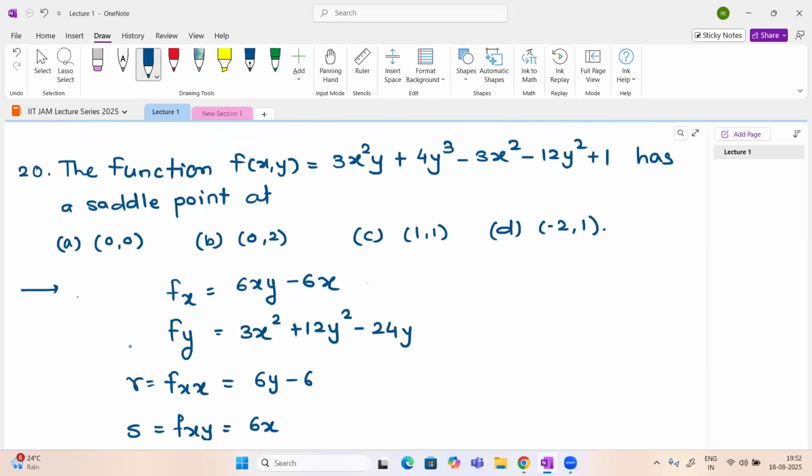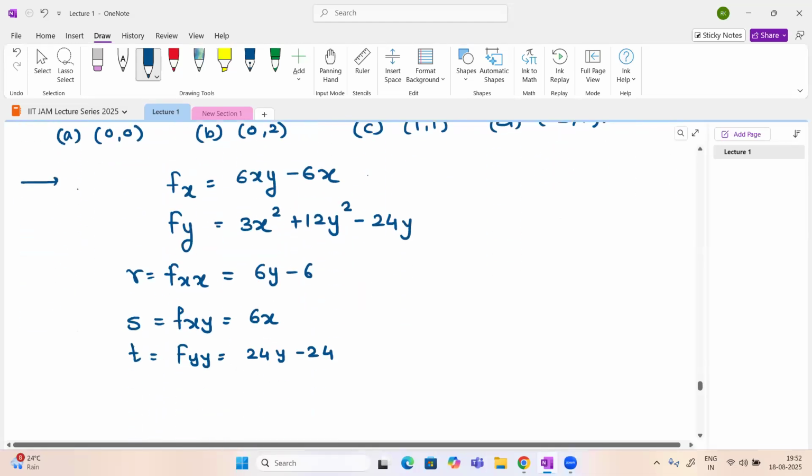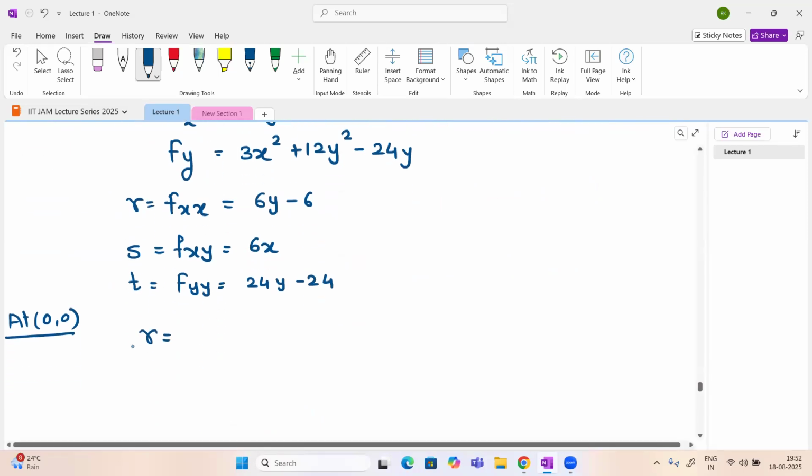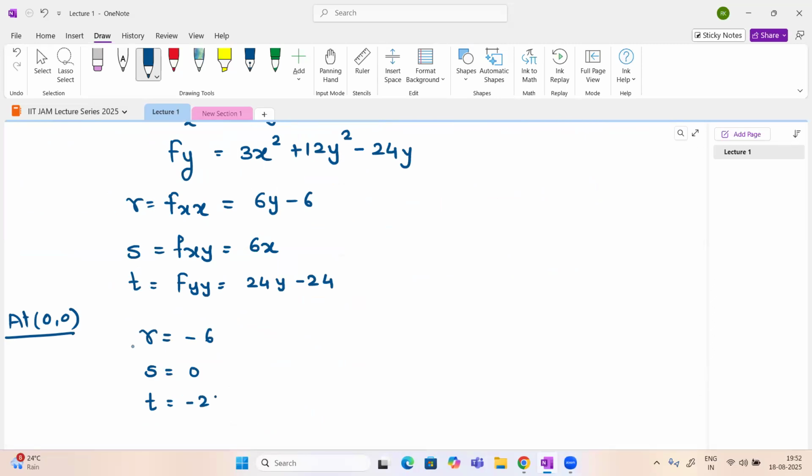Okay, so it may have many saddle points. So let us talk about (0, 0). What will happen at (0, 0)? R is equal to what? (0, 0) means the value of x is 0 and the value of y is 0. So what will R be? R is minus 6, S is 0, T is minus 24. So RT minus S square: minus 6 times minus 24 minus 0. So minus minus plus, right?